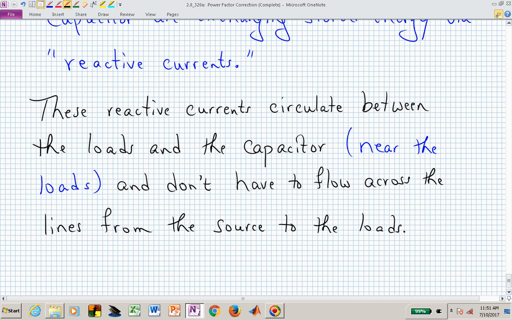So that's how this concept of power factor correction works, and hopefully now you can understand how to manipulate your capacitor's value in order to produce the amount of reactive power that you want to produce the power factor at the load that you need or are demanding.